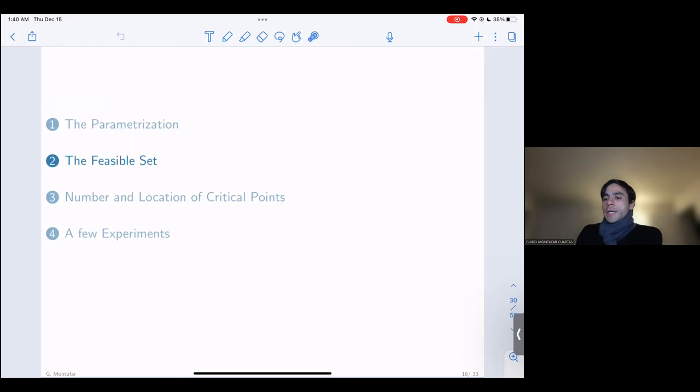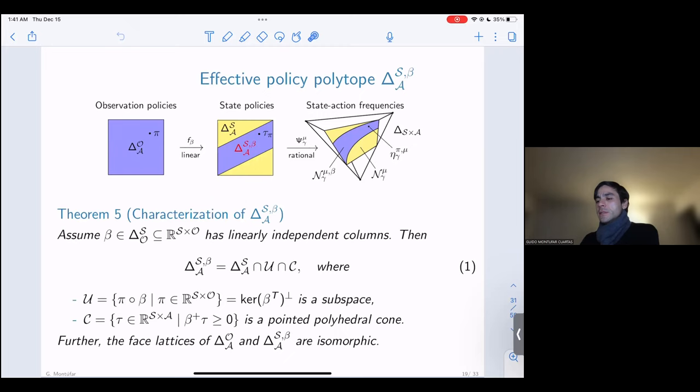Okay, so that's about the parametrization. So the notion that this is rational and that we can describe the degree of that rational function. Now about the feasible set. So what we care about is this set over here, because the optimization problem over there is linear.